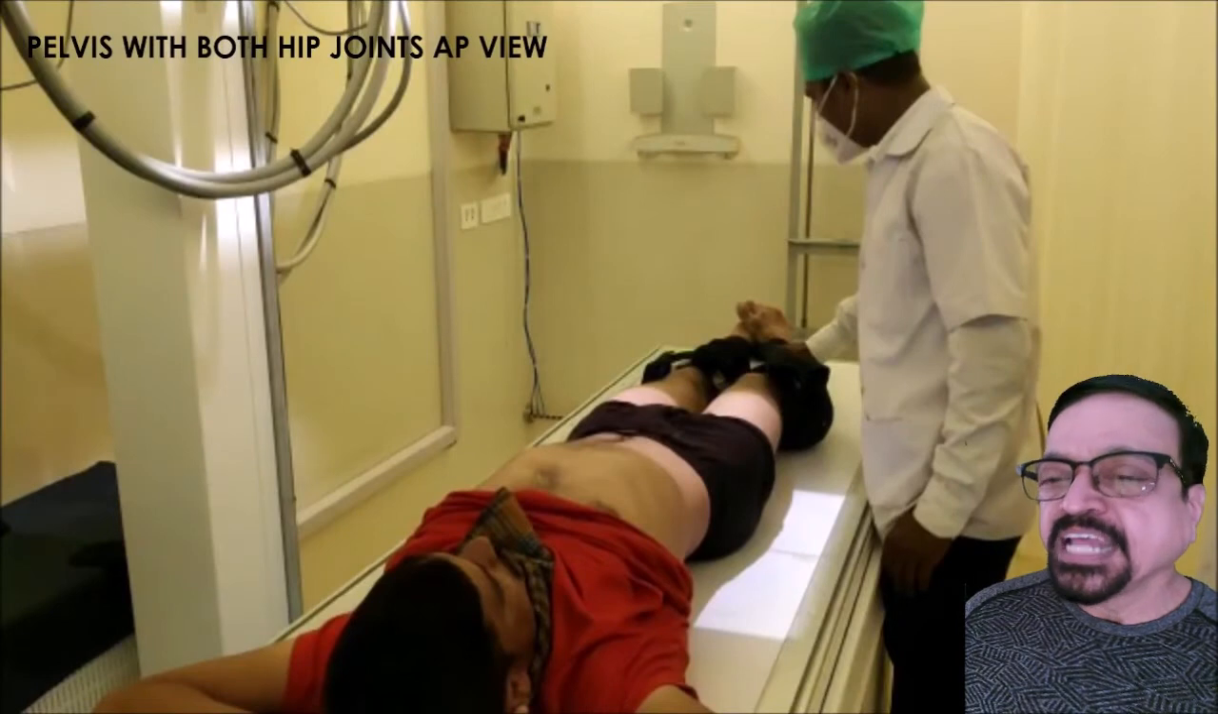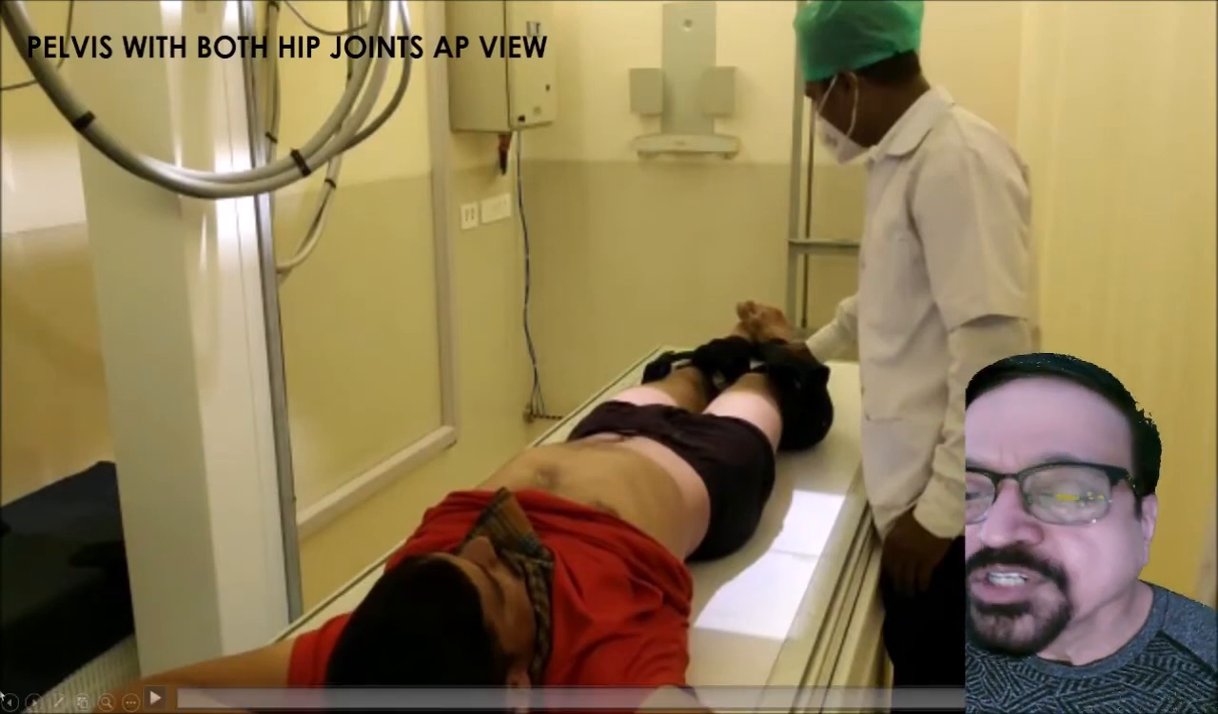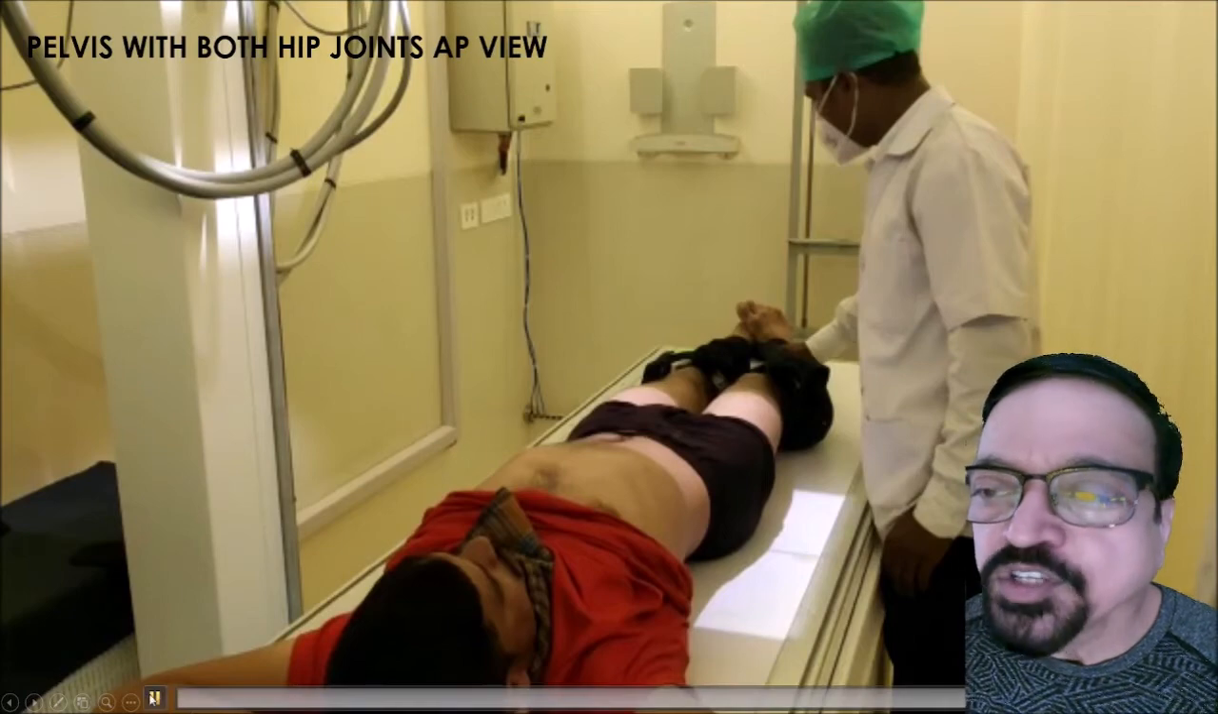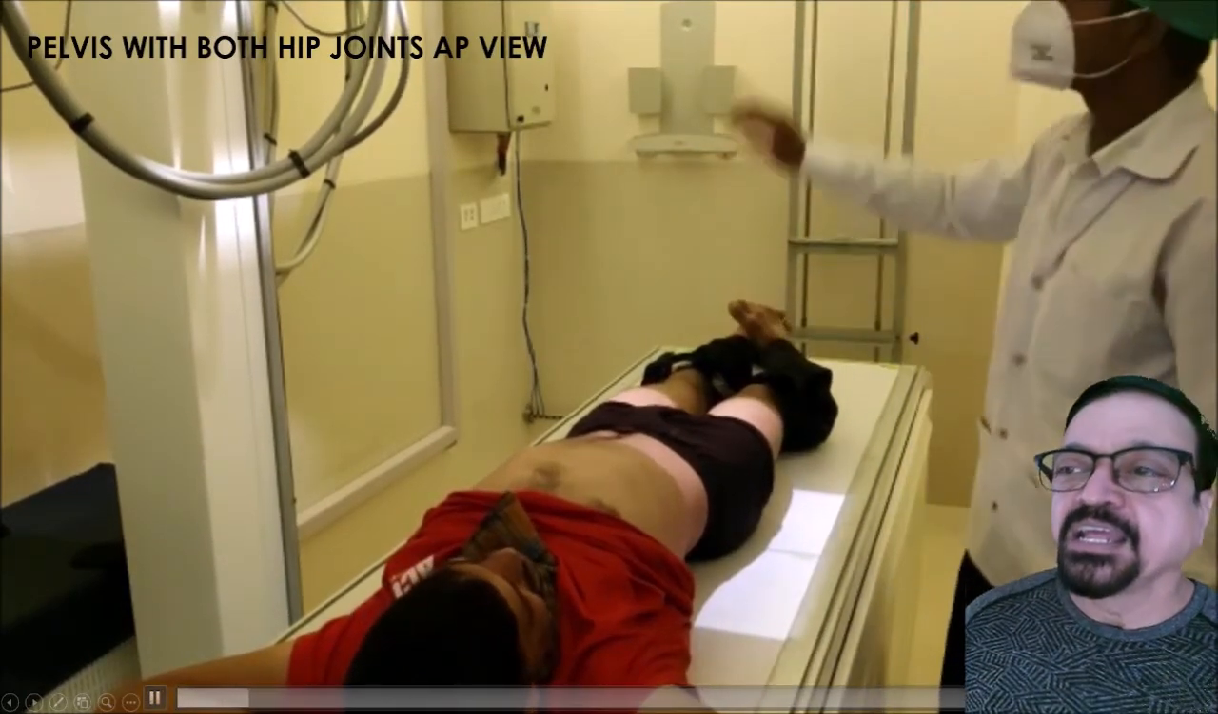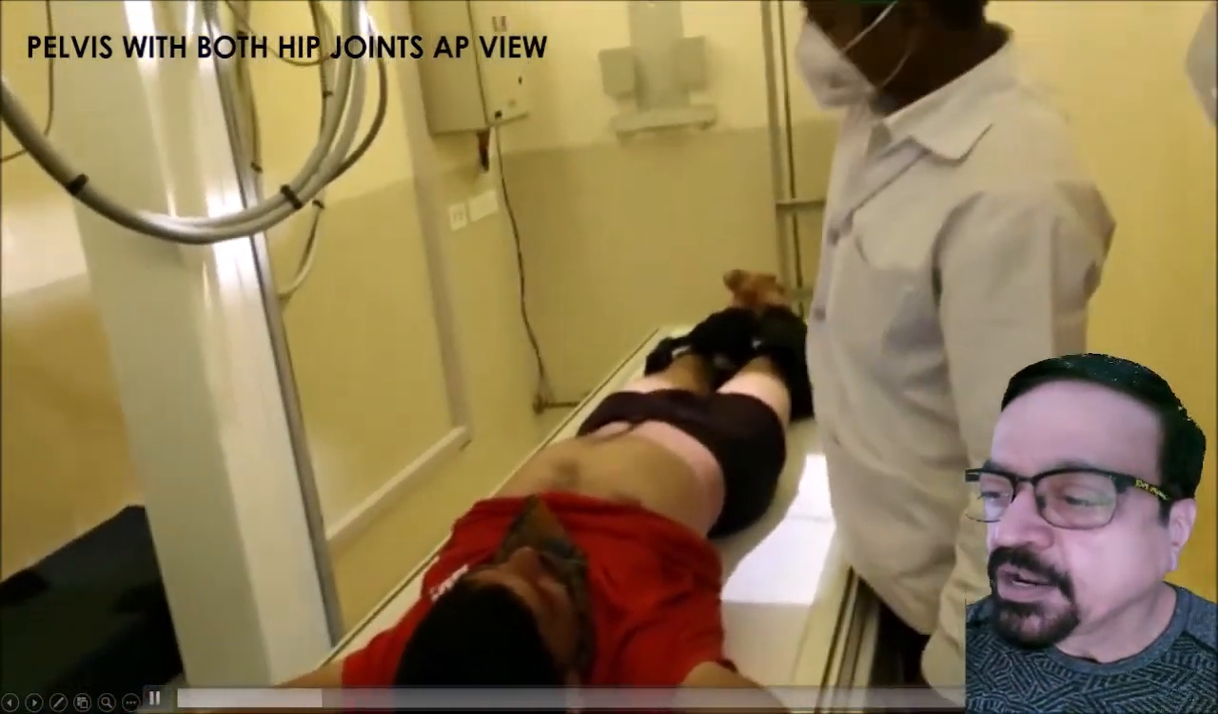Now this is another X-ray demonstrating the same thing, the same way a pelvis with both hips is taken. You are taking a good internal rotation.